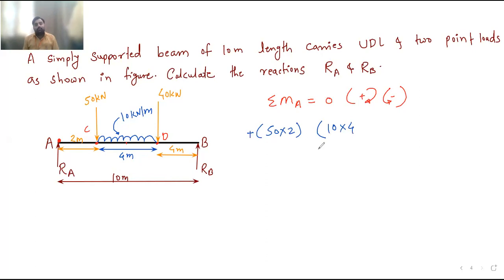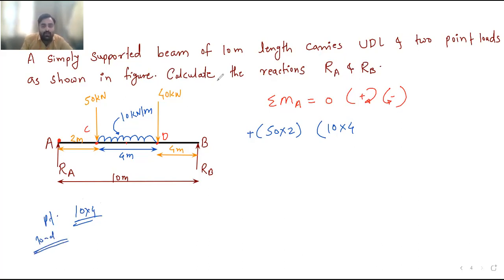10 into 4. Right? 10 into 4 म्हणजे काय मिळाल तुम्हाला? Magnitude of force. This is the conversion of UDL into the point load. Now I know the value of the point load. It is 40 kilonewton. 10 into 4. This is my point load. This is not a moment yet. Just I have converted UDL into the point load, and that point load is 10 into 4. Okay.